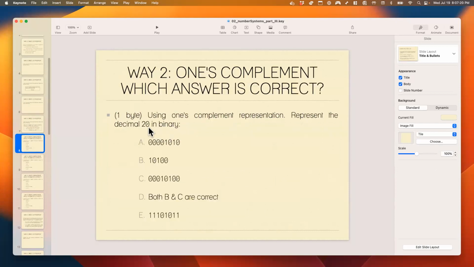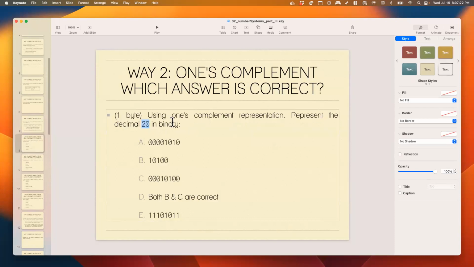Here, there's another question. How does 20 look in binary using 1's complement? Now, of course, 20 is positive. Can we fit 20 in 1 byte? Clearly, the answer is yes, because you have 7 bits, which is way too many for 20, more than what you need. So 20 would be 16 plus 4. These are the powers of 2 that add up to 20: 1, 2, 4, 8, 16. So that would be this one.